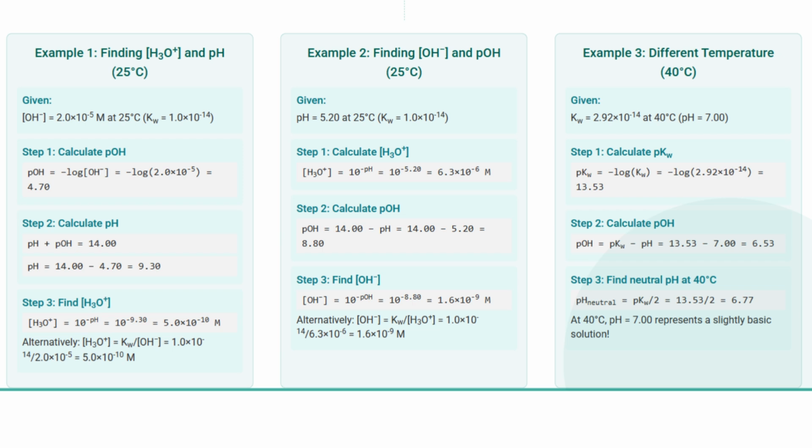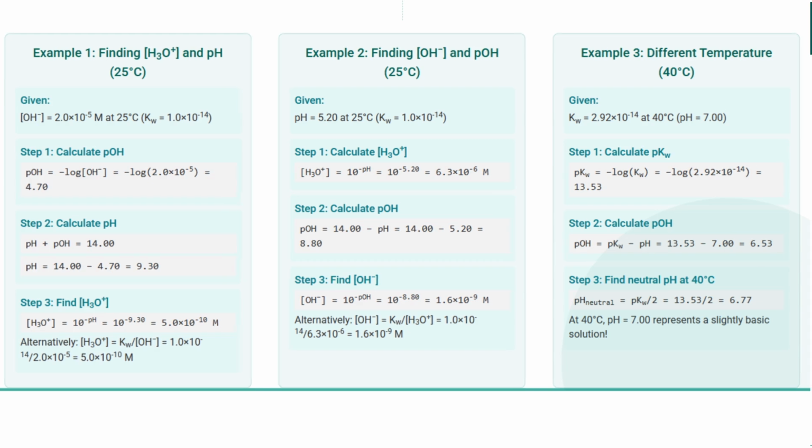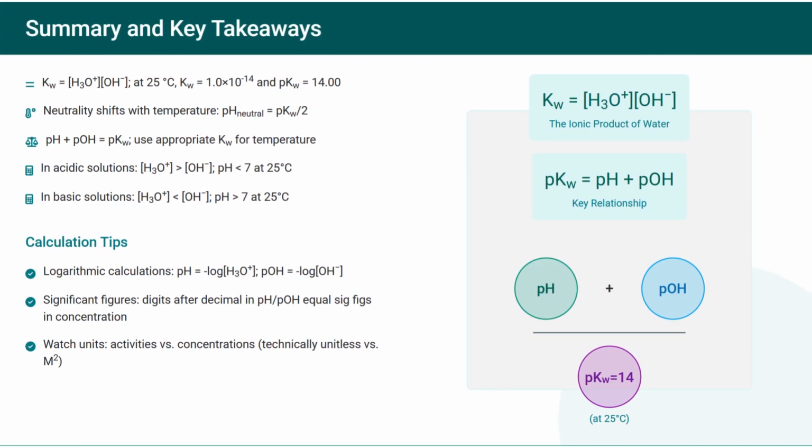This is a fantastic insight. It means that at 40 degrees Celsius, a solution with a pH of 7.00 actually has a slight excess of hydroxide ions, making it a slightly basic solution. And there you have it. Let's wrap up with a summary of the key takeaways.